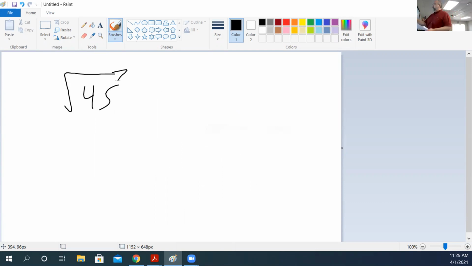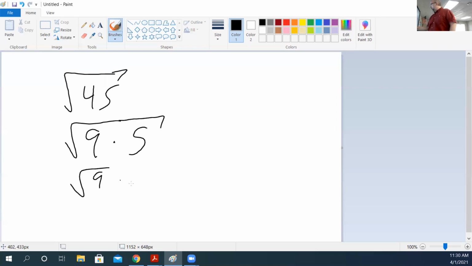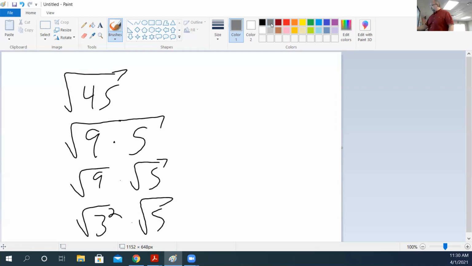So I see that 45 is the same as 9 times 5. Then you can split those up into the square root of 9 times the square root of 5. We know that 9 can be replaced by 3 squared, and there's nothing on that table for 5, so it stays. Then the square cancels the square root. So your answer there is 3 times square root of 5. That's our answer for the square root of 45.